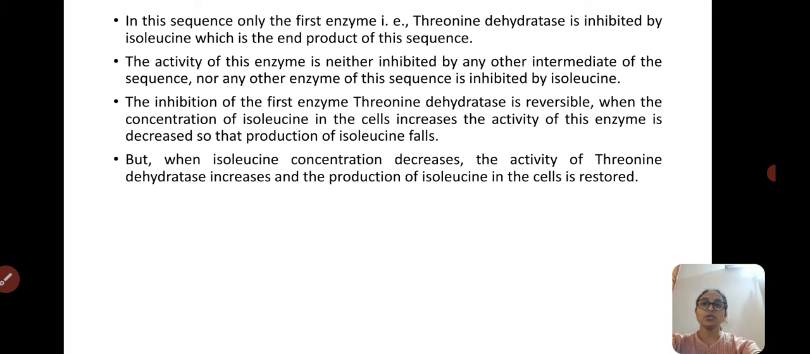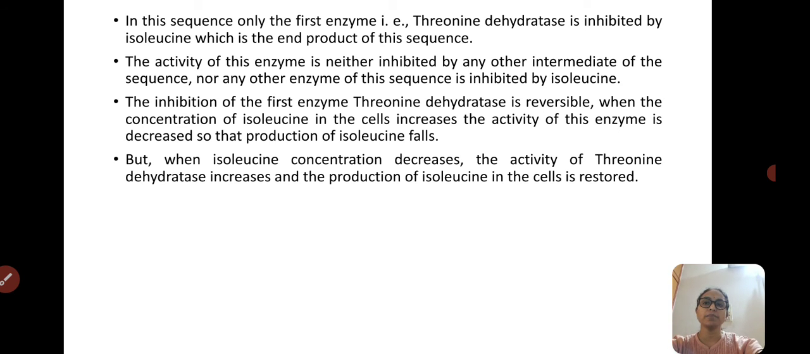In this sequence, only the first enzyme, that is threonine dehydratase, is inhibited by the isoleucine. It is getting inhibited by the end product, that is isoleucine. The activity of the enzyme is neither inhibited by any other intermediate complexes, enzyme substrate complexes, but it is only inhibited by the final end product. Hence we call it feedback inhibition.